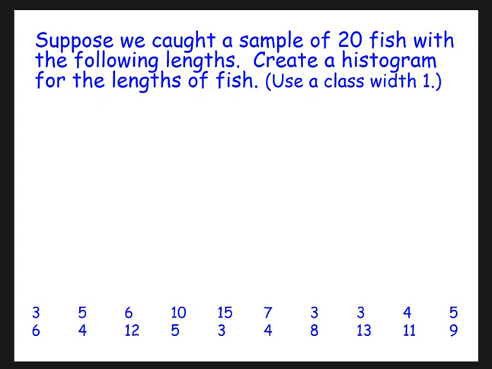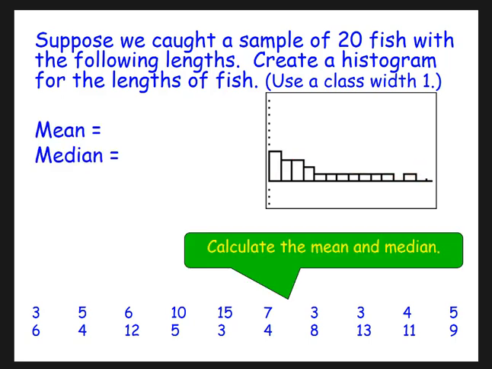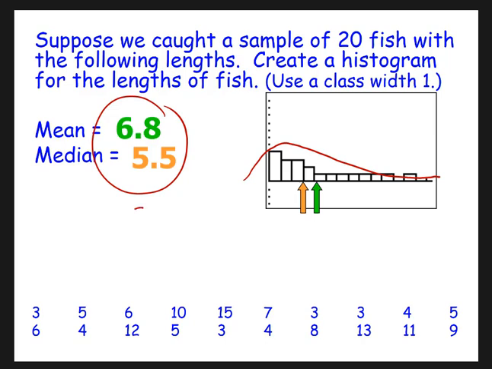Now we're looking at 20 fish. We're going to create the histogram. Notice this one is not symmetrical. It is severely skewed to the right. Our mean and median, the median is right there. Half the data values are smaller, half are larger. The mean, however, is more strongly affected by those large values. If the mean is larger than the median, the data is skewed right, or skewed positively.